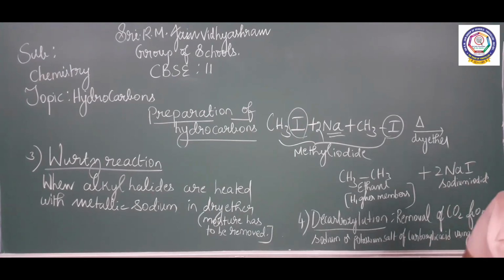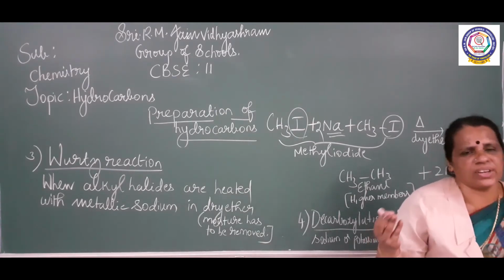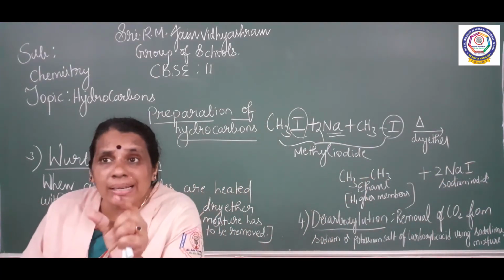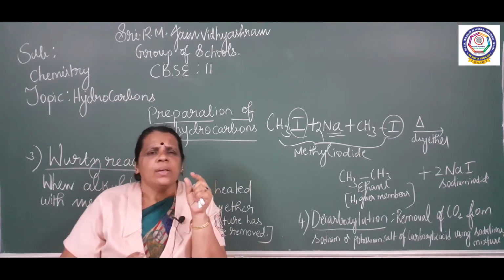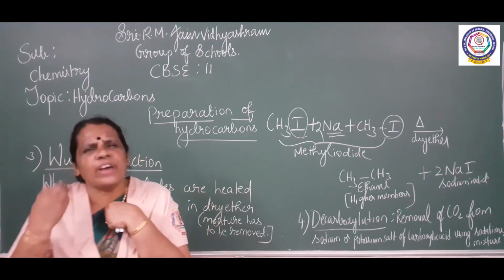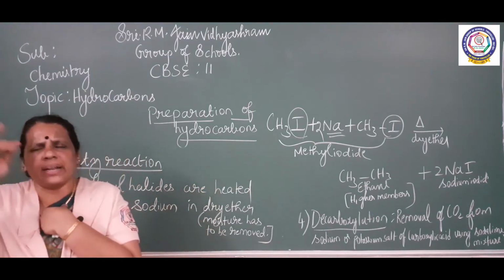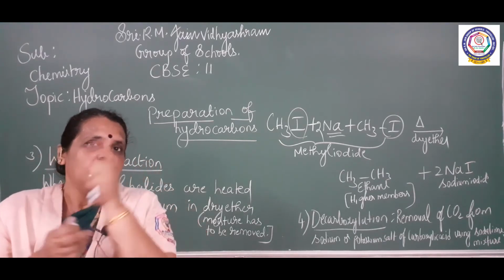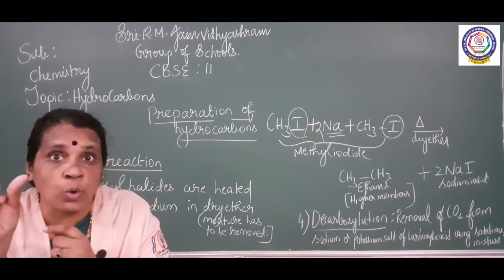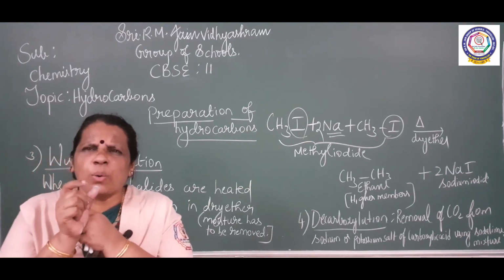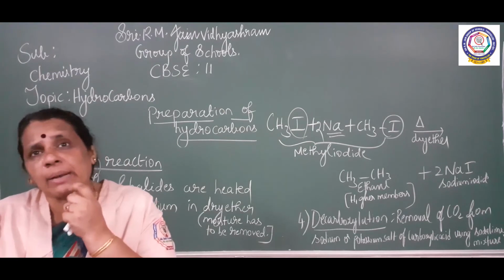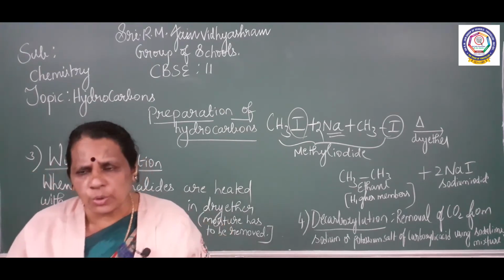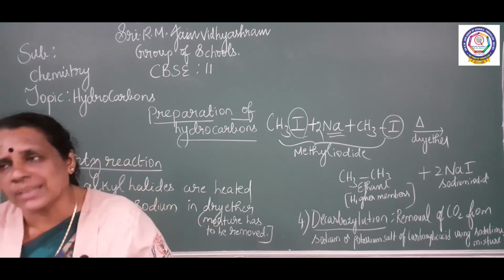So the next one we are going to discuss is decarboxylation. What is decarboxylation? Removal of carbon dioxide. From where we are going to remove this carbon dioxide? From the salt of the carboxylic acid. Salt of carboxylic acid will have COO, which is actually CO2, is it not? It can be removed as carbon dioxide. So removal of carbon dioxide from sodium or potassium salt of carboxylic acid.